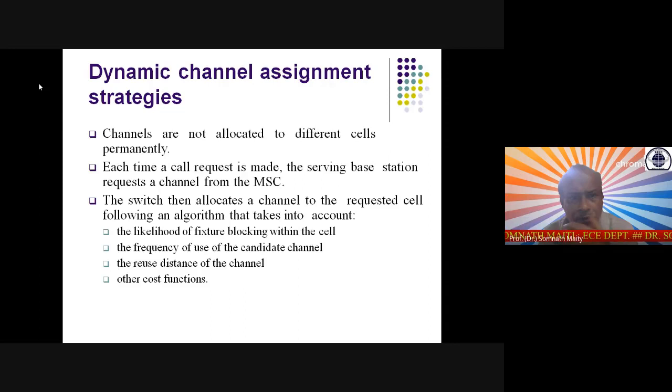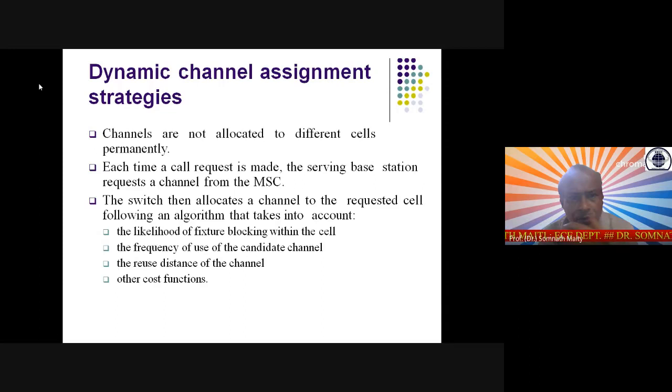This history is there in the mobile switching center. It will allocate depending upon the subscriber's requirement or past history, the frequency of use of the candidate channel, that is how frequently the channel is used. So this is another factor. The reuse distance of the channel, the frequency reuse distance, that is the channel in co-channel cells. The other cost functions.